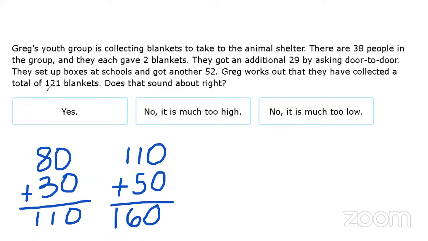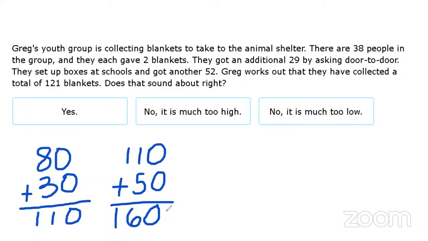Now, say we have 121, but we rough calculated it in our mind and we got 160. It's much too high. So our answer would have to be no, it's much too high, because if you find the difference between 121 and this rough calculation that we have, it means that we would have about 39 more blankets than the actual amount. Or let us think about it, we'll have 35 more than the actual amount, whatever calculation there. But 121 is very low compared to 160.